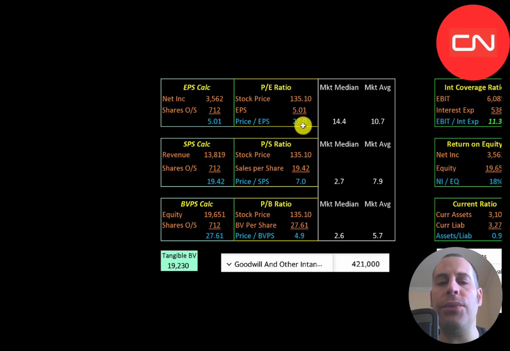Let's look at the financial ratios. The average PE in the market is 11, the median is 14. PE is stock price over earnings per share. To calculate earnings per share, that's net income over shares outstanding. They're at 27, so investors are paying $27 for $1 of earnings.